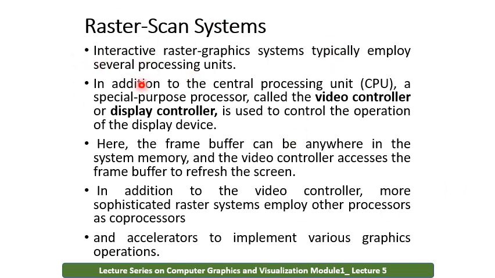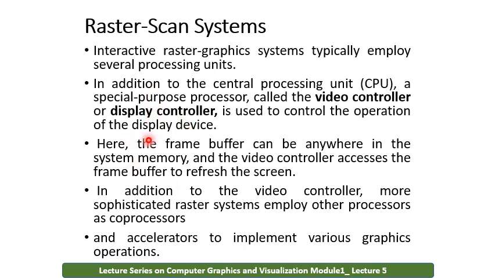Now let us move to raster scan systems. Interactive raster graphics systems typically employ several processing units in addition to the central processing unit, including a special purpose processor called the video controller. Sometimes it is also called the display controller. This display controller is used to control the operation of the display device. The frame buffer can be anywhere in the system memory, and the video controller accesses the frame buffer to refresh the screen.